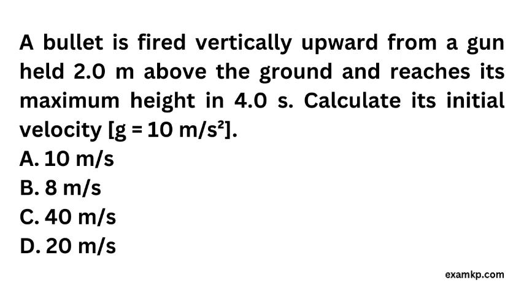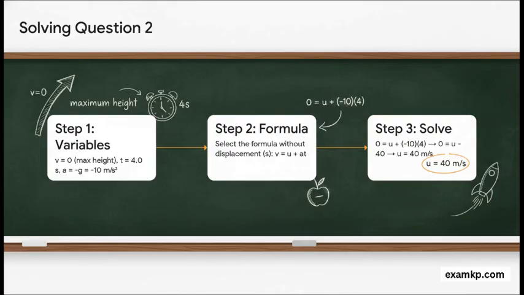What are the key clues in this question? Okay, let's solve it. The magic words here are maximum height. Remember what that means? It means the final velocity v is 0. Time t is 4 seconds. And since it's moving upward, acceleration a is negative g, so that's negative 10. We're looking for the initial velocity u. The formula v equals u plus at is perfect. We just plug in the numbers and we quickly find that u equals 40 meters per second.